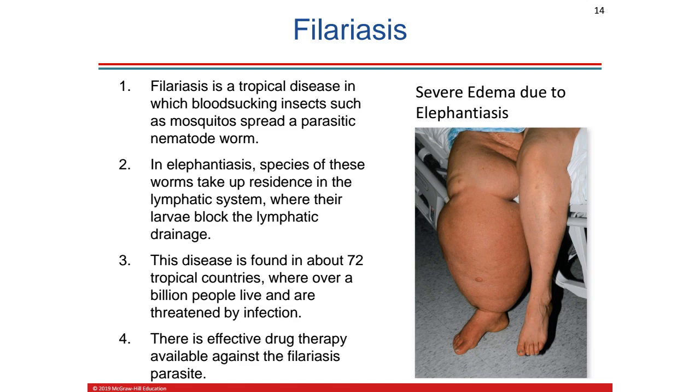Filariasis is a tropical disease in which blood-sucking insects such as mosquitoes spread a parasitic nematode worm. And if this condition is allowed to go on far enough, it becomes elephantiasis, as you can see here, in which you have extreme swelling. In elephantiasis, the species of worms takes up residence in the lymphatic system, and the larvae block the lymphatic drainage. This disease is found in about 72 tropical countries, where over 1 billion people live, and these people are threatened by infection. There is, luckily, effective drug therapy against this parasite.